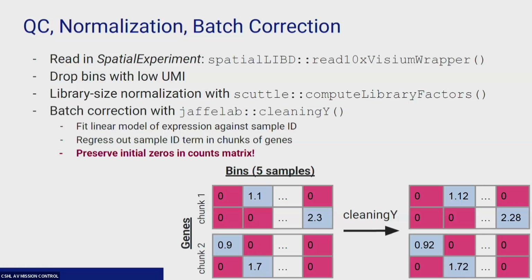Something I wanted to highlight was this batch correction technique that we use. Essentially, we fit a linear model against the sample ID in our data. Very basic strategy, but for chunks of genes, we residualize out the effect of sample ID. And then that introduces a lot of non-zero counts when you previously had zeros. So biologically, that doesn't make too much sense. And from a technical standpoint, it really blows up in memory when the sparsity is decreased. So it sort of accomplishes two different things here. It's that cleaning Y function from the Jaffe lab package that does that.